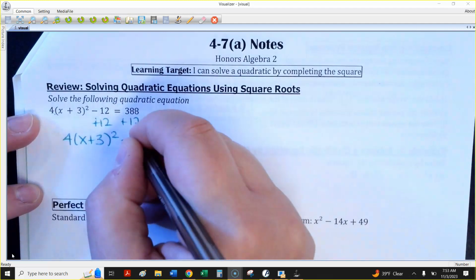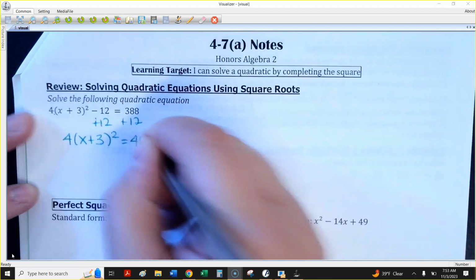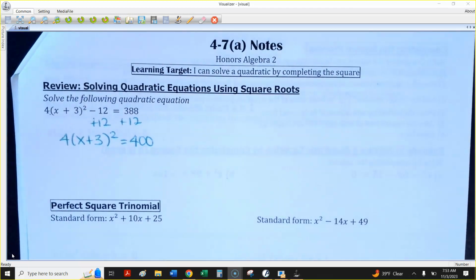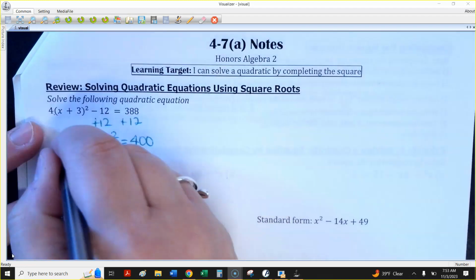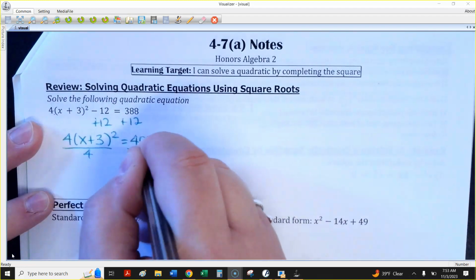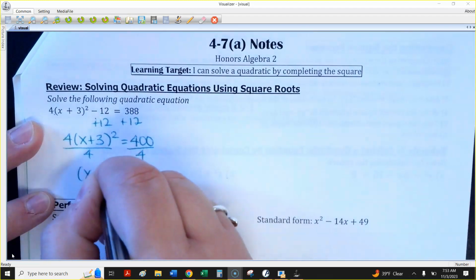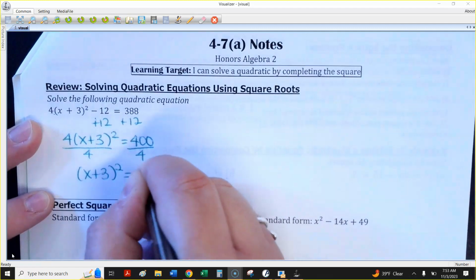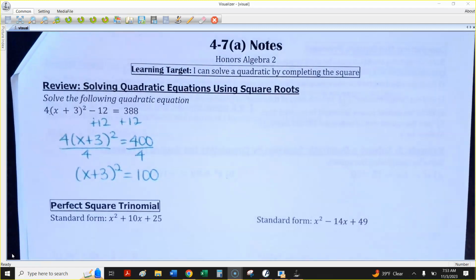And what would that be? 400. What should I do after I add 12? What do you think? Yes, don't distribute, you're going to divide. All right, so I get x plus 3 squared is equal to 100. All right, do I want to FOIL? What do I want to do next?